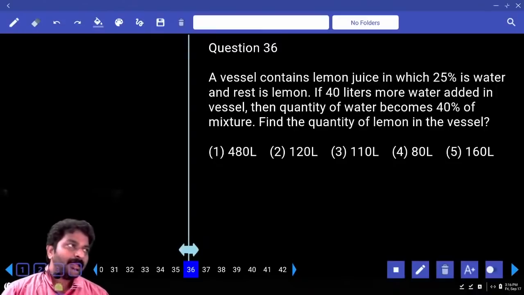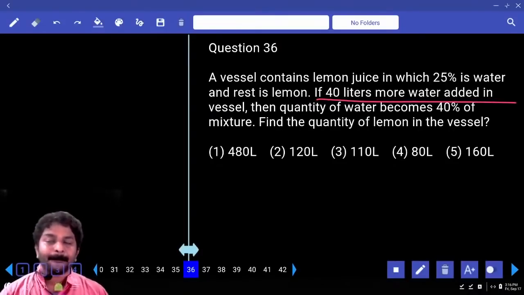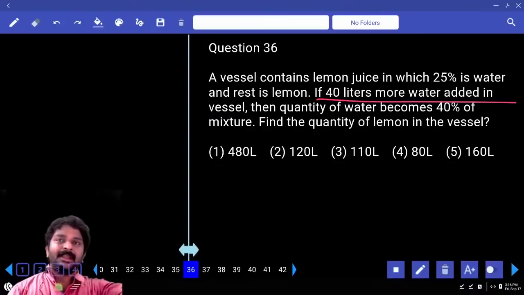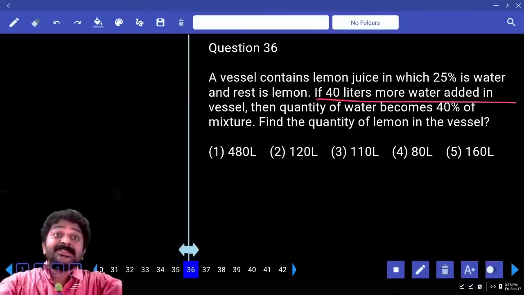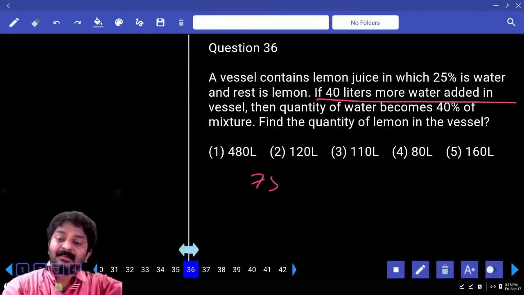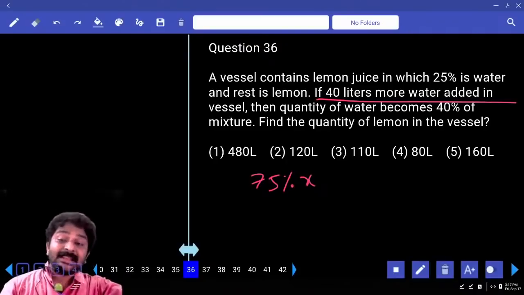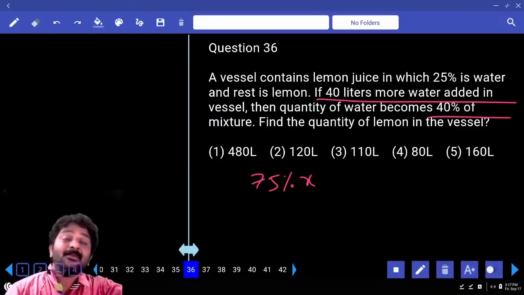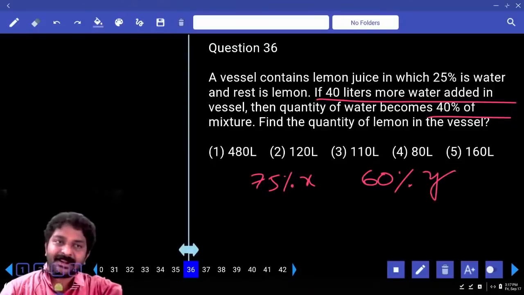So now, initially, you have some water and then lemon. What is the quantity that you are adding? When you are adding the water component, the lemon in the initial container and in the final container must be the same only. What percentage of lemon do we have in the initial container? Come on. 75% of X I'll treat. And in the final container, water becomes 40%. Then what is lemon? 60% of the total component after addition, that is Y. And both must be equal only.